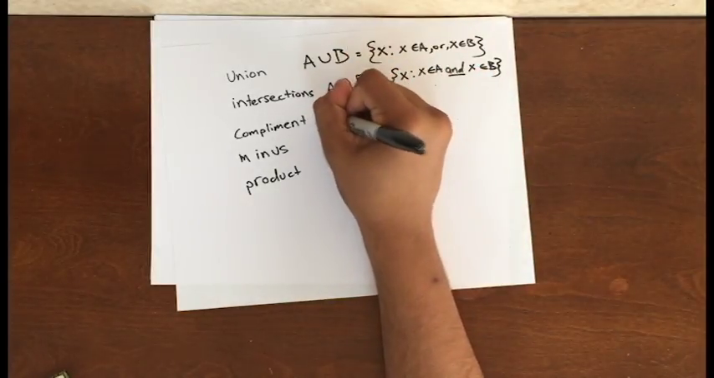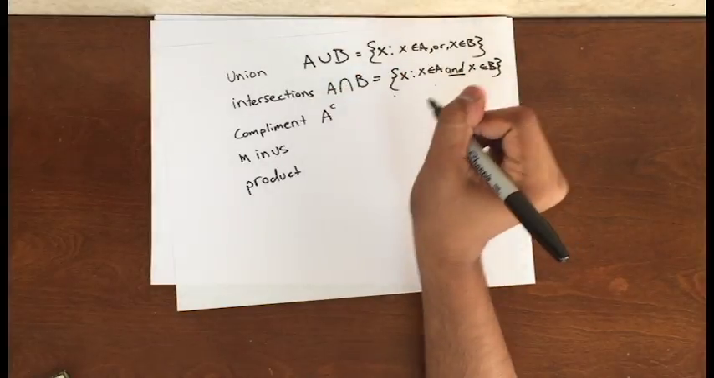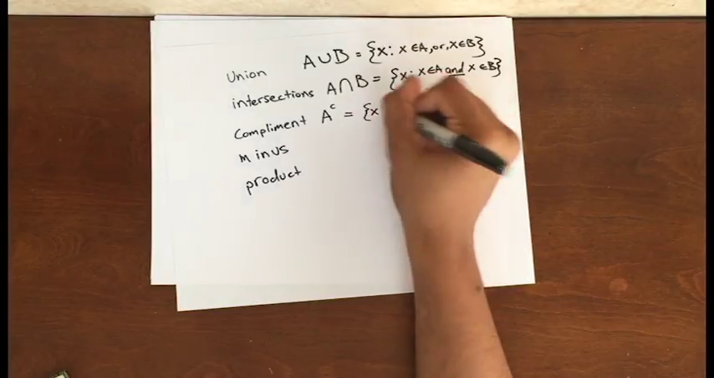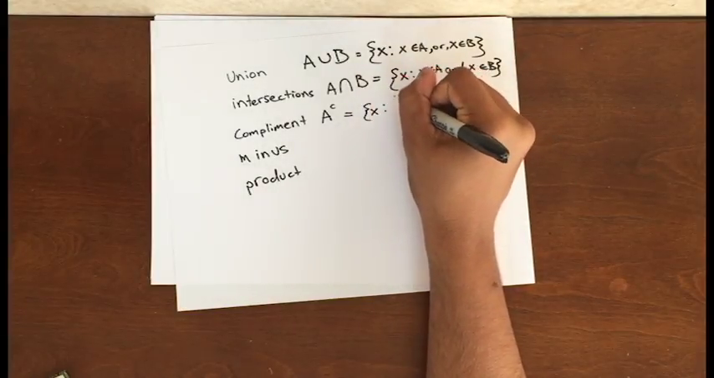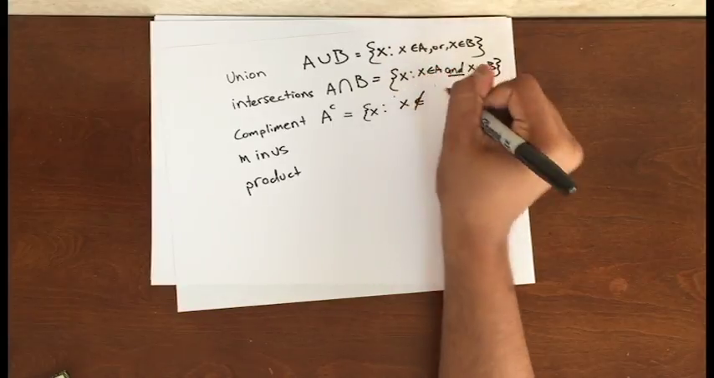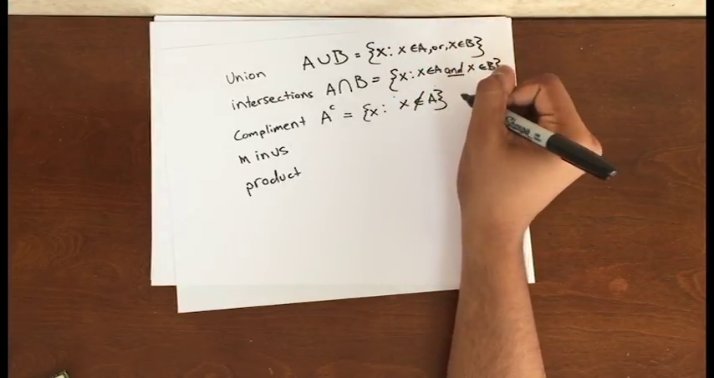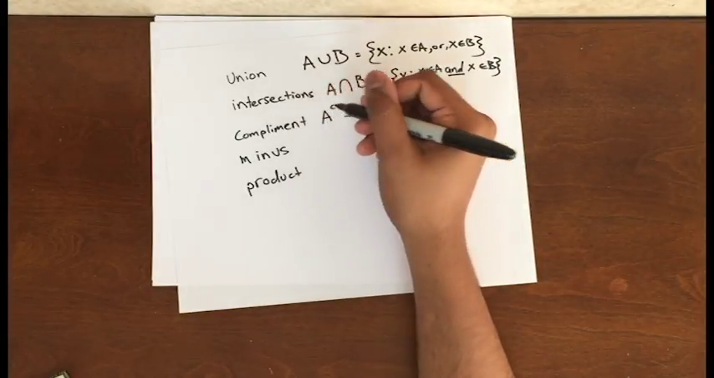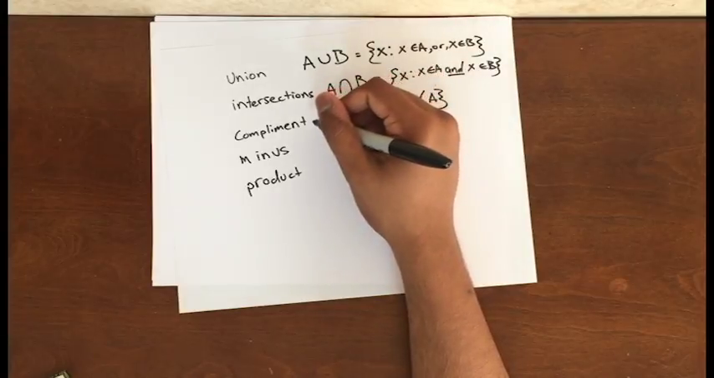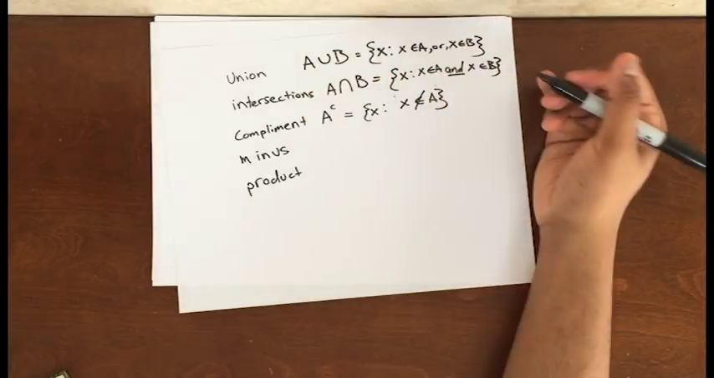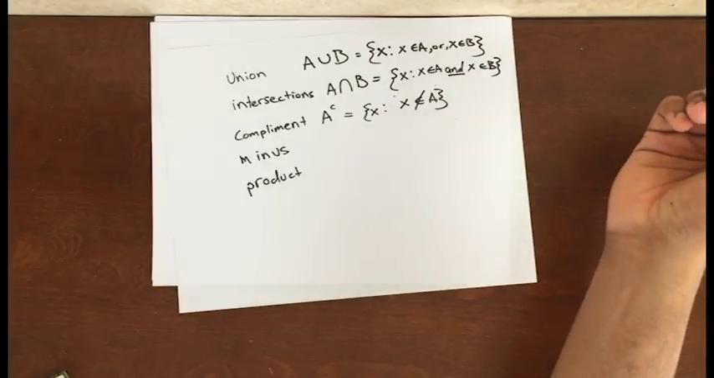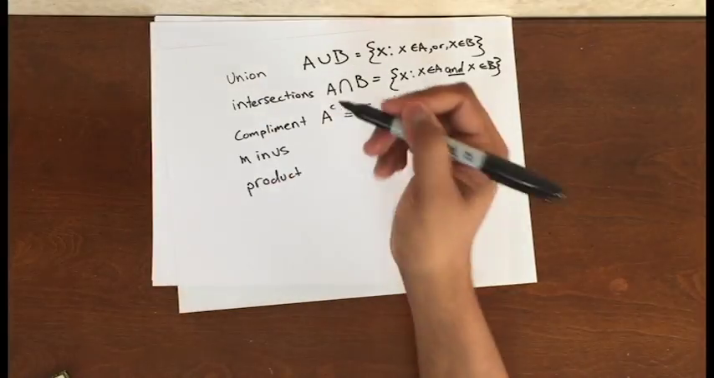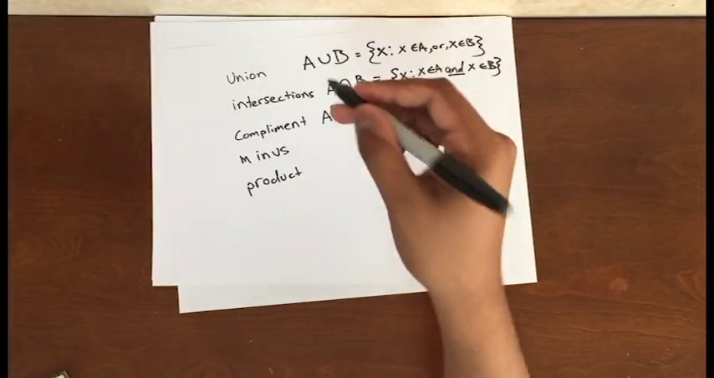So then we have the complement, which is A with this little c up there, and that means you want any x that does not exist in A. So if the set A was, for example, everything of the color red, then the complement of A would be everything that is not the color red. Okay, so it's just everything that it's not.